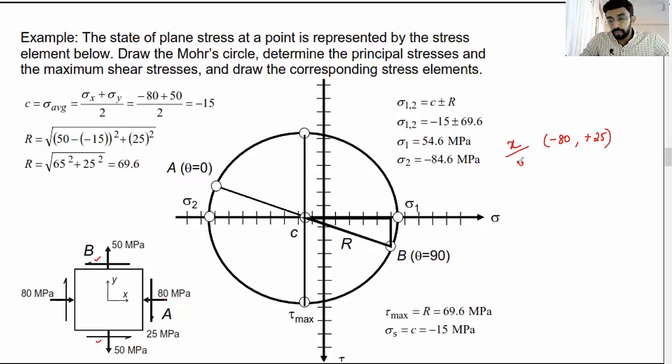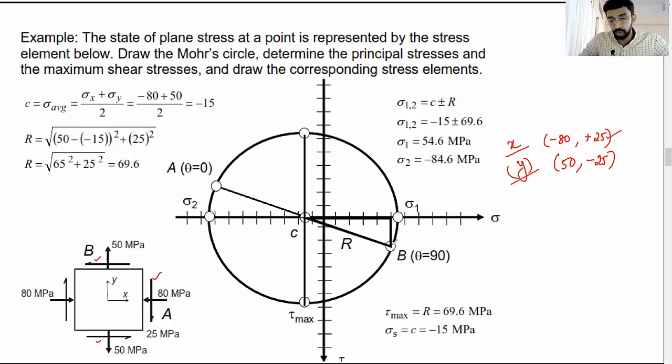Right? Second, if you take the y coordinate, the value is 50 tensile, positive. And if you take the shear in the y direction, it is creating a clockwise effect. Obviously, it has to be minus 25. Anyway, we have represented this as plus 25. What is the next step?